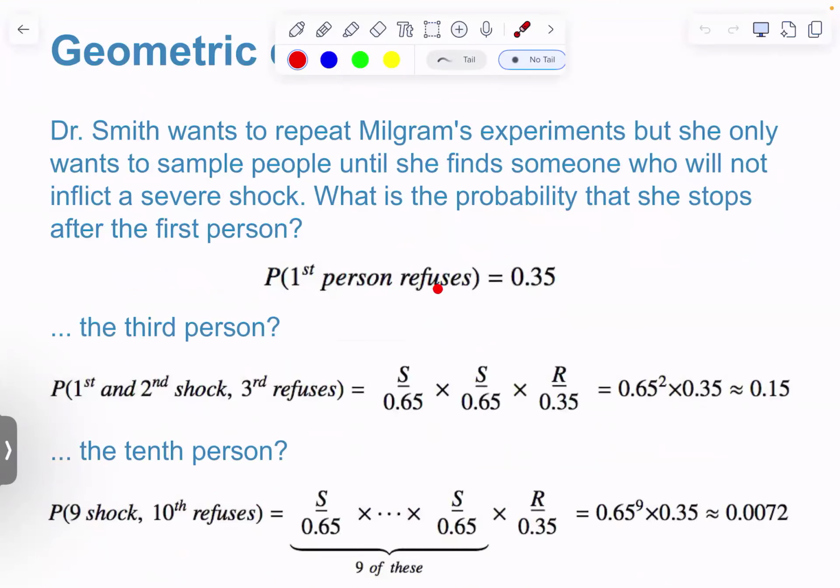Well, the probability that the first person refuses, right? You know how to solve this. You don't need it to be called the geometric distribution. We could use our slots, right? And force the scenario that we want, right? And so it's a refusal, which had a probability of 0.35. And that is the probability of stopping at the first person, right? Because they refused.